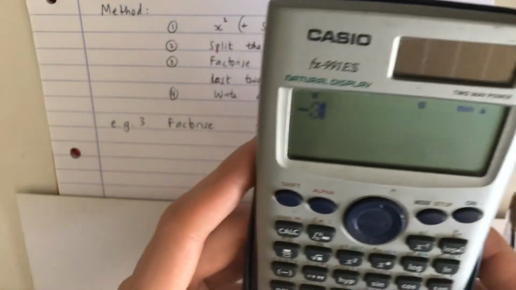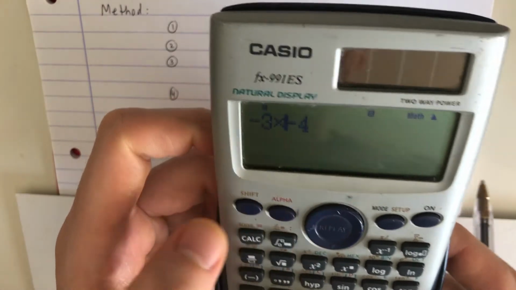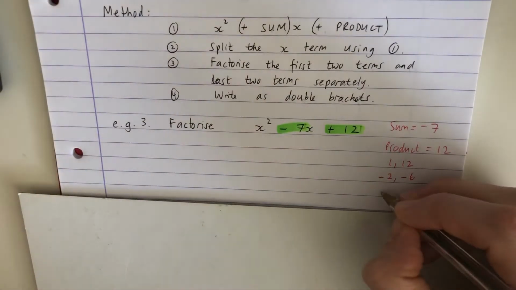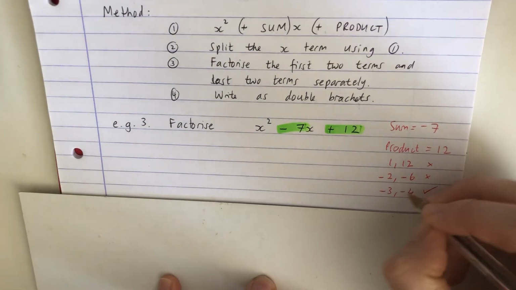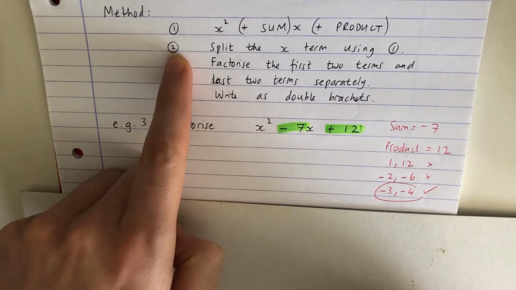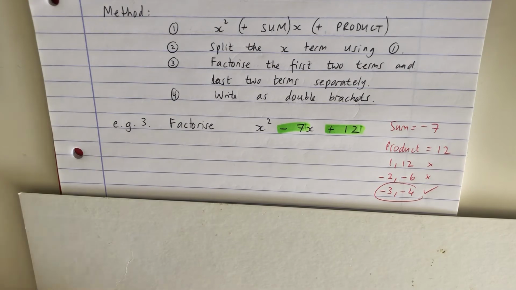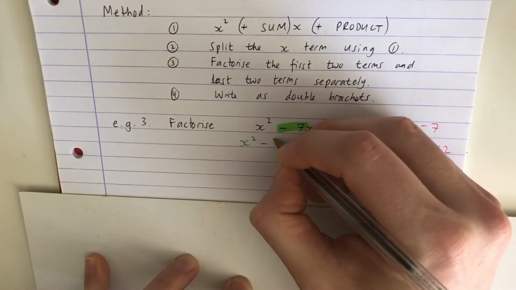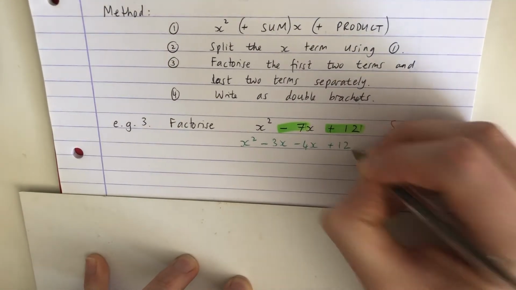But if you try minus 3 and minus 4, that gives you the plus 12. Change that to add, and that gives you the minus 7. So minus 3 and minus 4 worked. That is what this term splits up into. Then we follow step 2, split the x term. So let's do that. We've got x squared, split it up into a minus 3x and a minus 4x with a plus 12 on the outside.